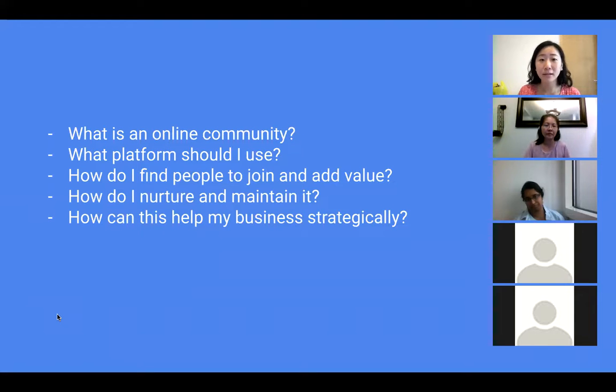So basically, what is an online community? What does it entail, and how is it evolving? What platform should I use? Where should I keep all of these people, especially if it's a digital community? How do I create comms with them? How do I reach out to them? How do I facilitate conversations? And then how do I find people to join? Because it's online, there are so many different marketing channels to funnel people into this group.